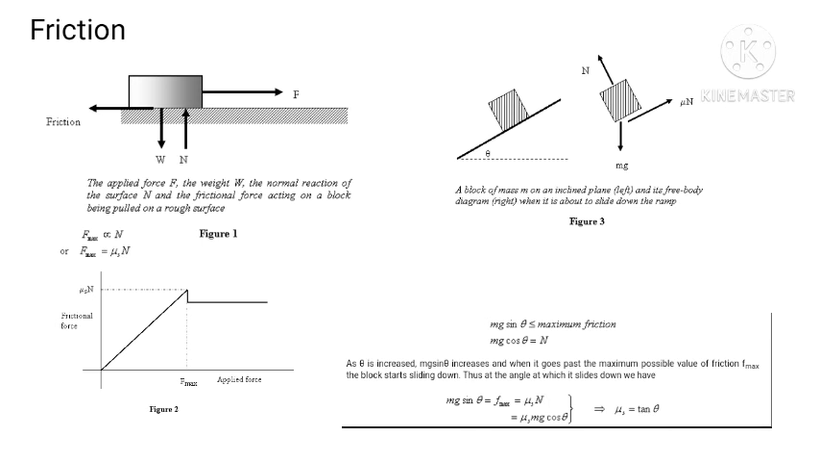Since the block has a tendency to slide down, the frictional force points up the inclined plane as long as the block is in equilibrium, which gives mg sin theta smaller than the maximum friction, and mg cos theta equals the normal reaction. As theta is increased, mg sin theta increases. When it passes the maximum possible value of friction, F max, the block starts sliding down. Thus, at the angle at which it slides down, we have mg sin theta equals F max equals mu s N, equals mu s mg cos theta, which gives mu s equals tan theta.